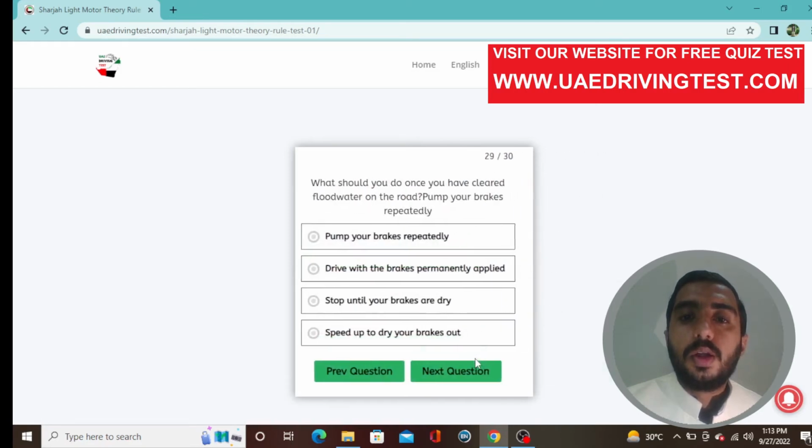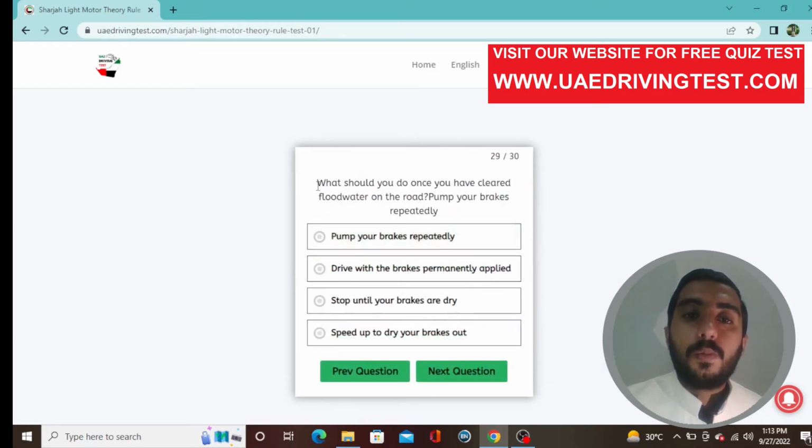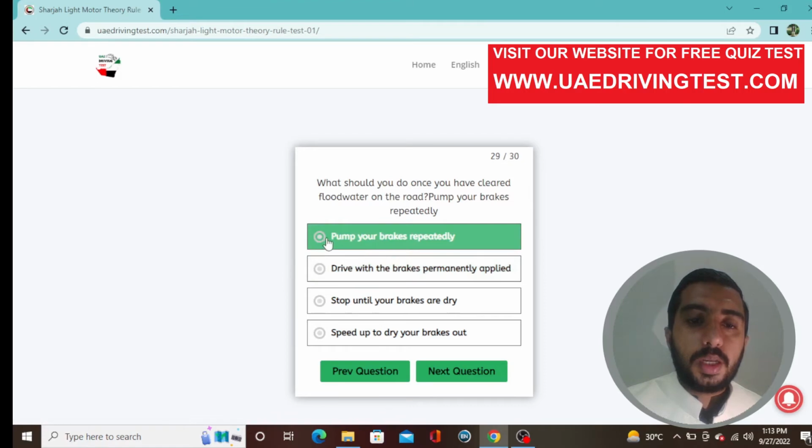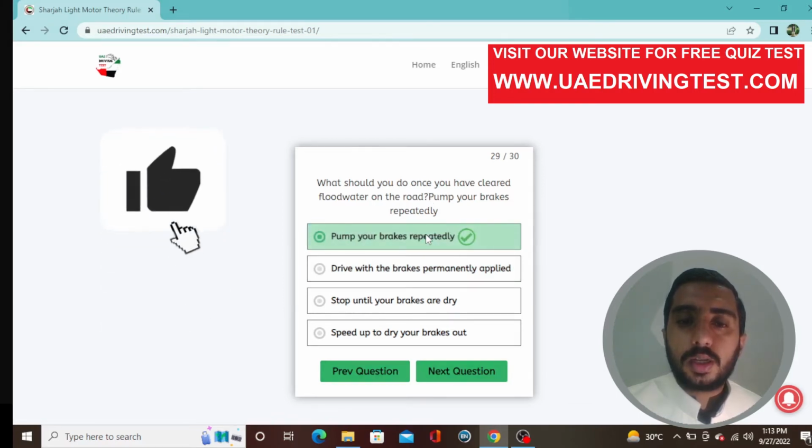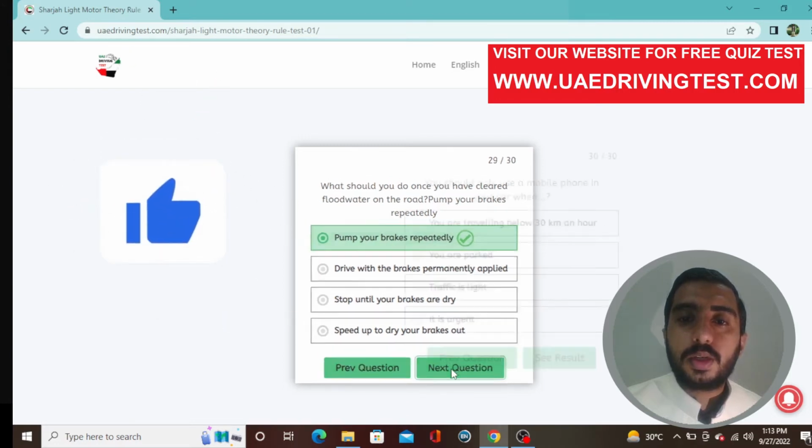Next question. Question number 29 is, what should you do once you have cleared flood water on the road? Option A, pump your brakes repeatedly. The answer is also written in the question, so they need to update that. So answer A is the correct one. Next question.